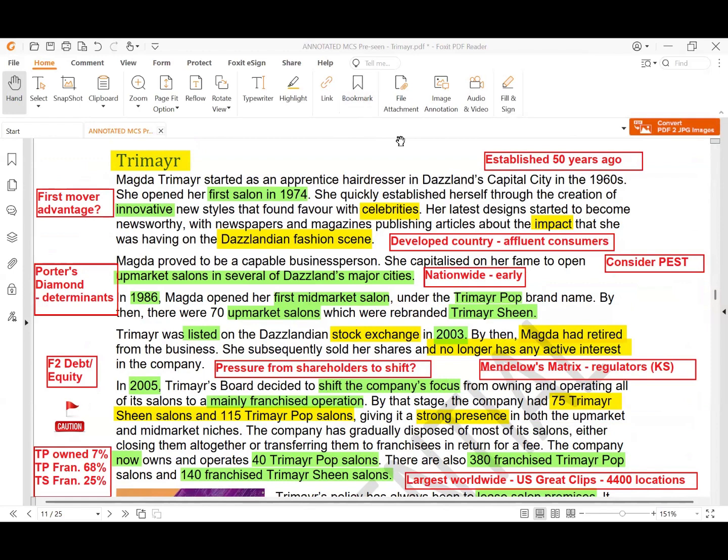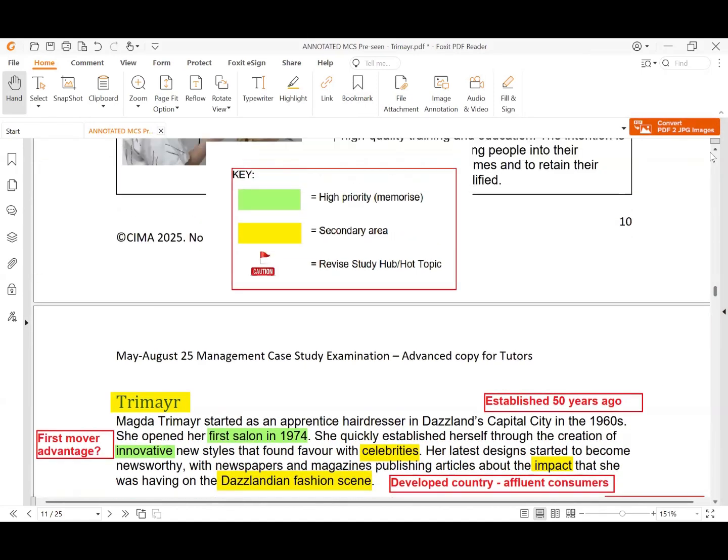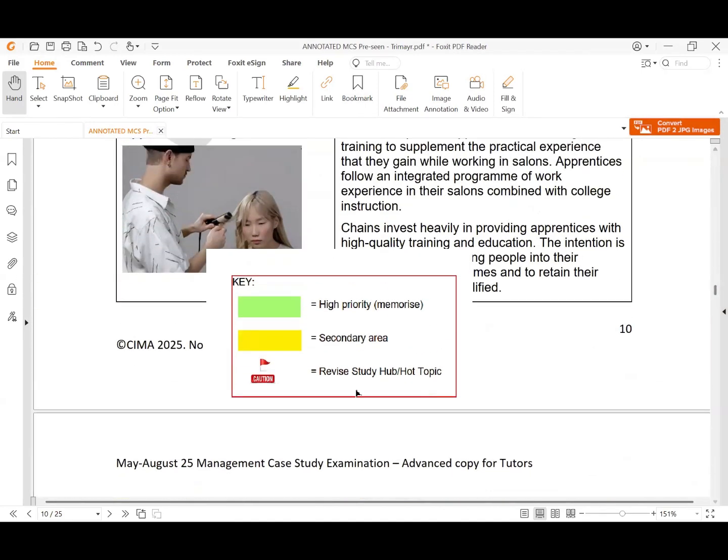Great. Okay, so listen, before I do anything, let me just show you the key. This is very, very simple. We're going to be running through 3 areas. You're going to see highlights in green, highlights in yellow, and red flags. For me, I talked last week about priority areas within the pre-seen. If it's in green, for me, you need to walk into your mock exams and the big day with this information memorized. It's key. It's core. Don't have to go looking it up.